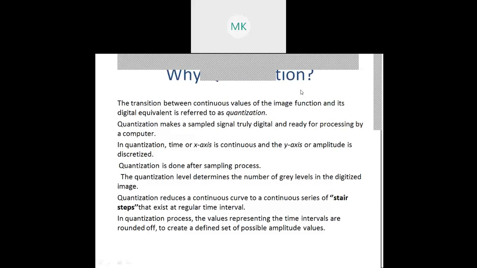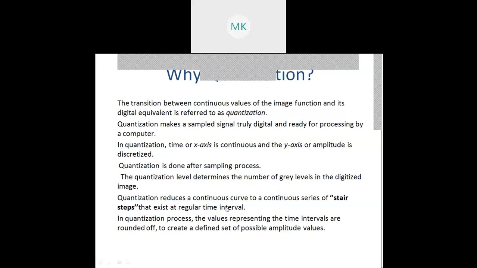Why do we need to consider quantization? The transition from the continuous values of the image function to its digital equivalent is nothing but quantization. It makes a sampled image truly digital and ready for processing by a computer. Here the x-axis is continuous, and the y-axis, the amplitude, is discretized. So we need to discretize the amplitude values, and it can be done after the sampling process.